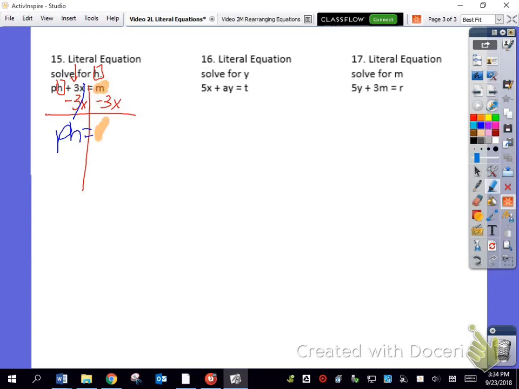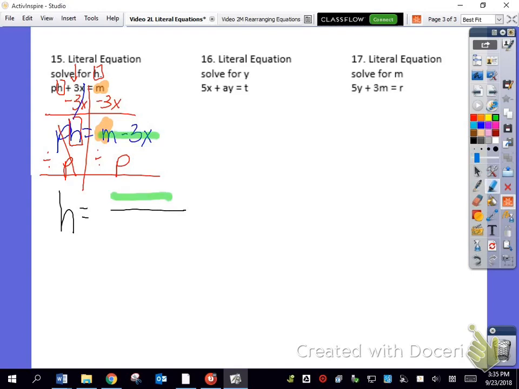So if m is first, m has to go first. So m minus 3x. And then I'm solving for h, so the opposite of multiplying is to divide. So I'm going to divide by p. When you divide by p, those cancel out. So h equals, draw your division sign. Everything on the top goes first. So m minus 3x, and then it's over p, and you're done.